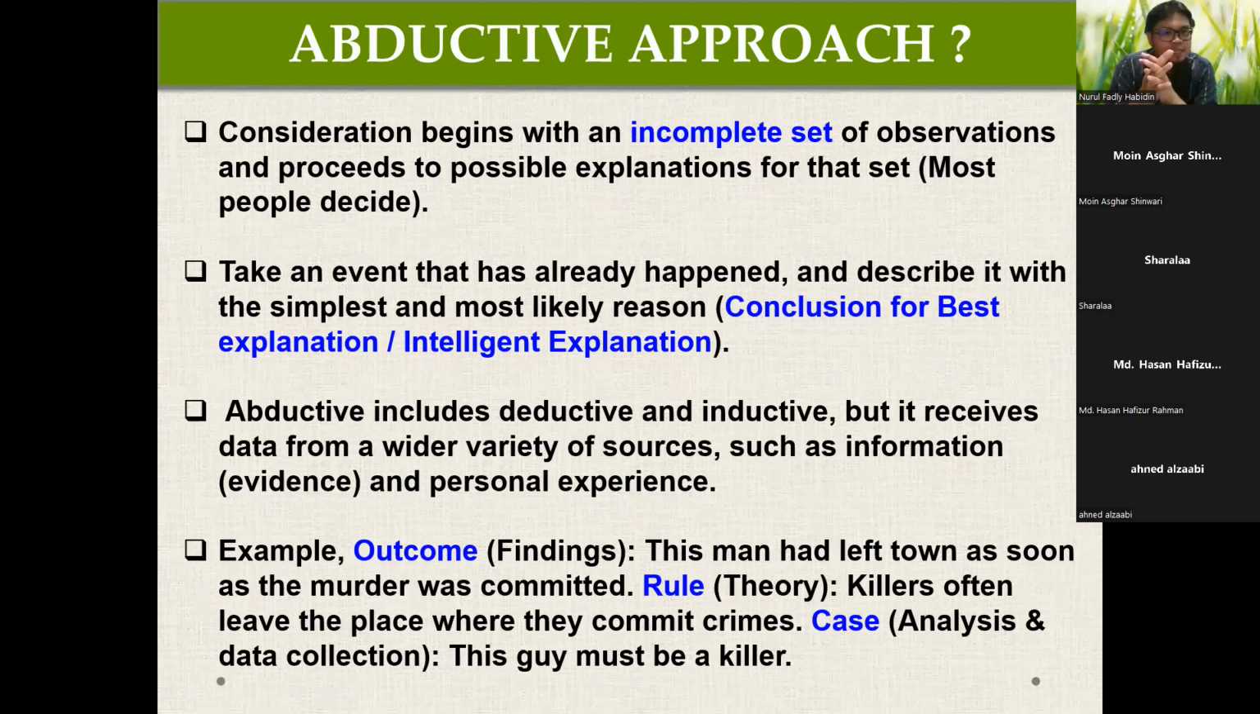Okay. Take an event that has already happened and describe it with the simplest, most likely reason. Conclusion for the best explanation, intelligent explanation. So this is a mixed method. Why do you need abductive and inductive? Because I need a conclusion for the best explanation. If you want the best explanation, you need to use both.